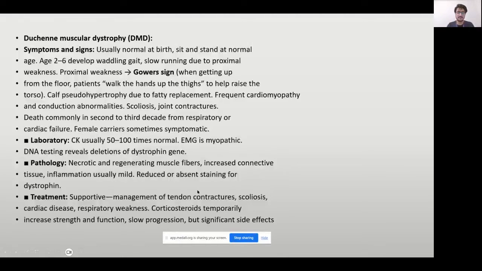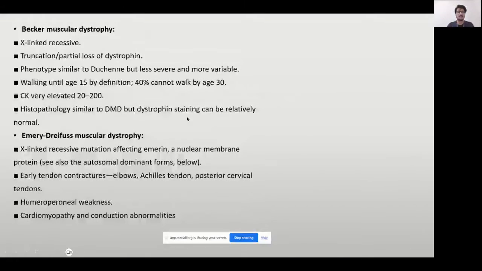Treatment is supportive, and these patients usually develop tendon contractures, so they need more support in that perspective. They sometimes develop cardiac diseases and respiratory weaknesses. There's no specific treatment. I mean, we can treat it with steroids temporarily, but it has significant side effects, and patients usually have not a very good prognosis, especially with aspiration and with other respiratory and cardiac failures. Death is commonly in the second and third decades of life.